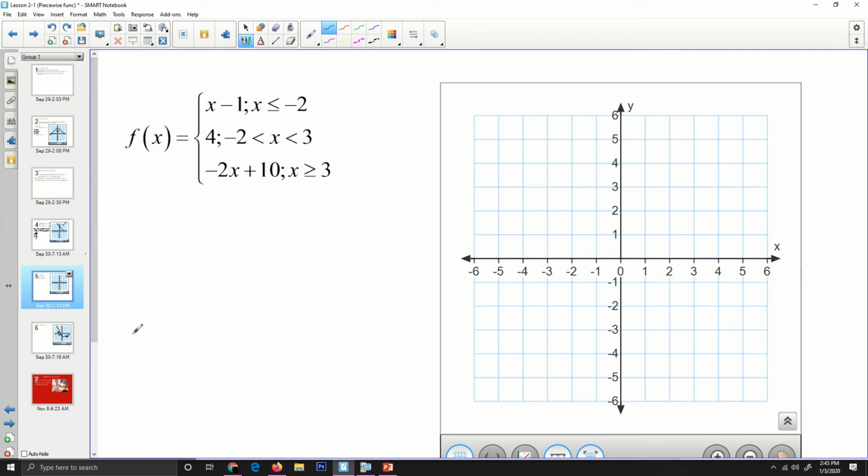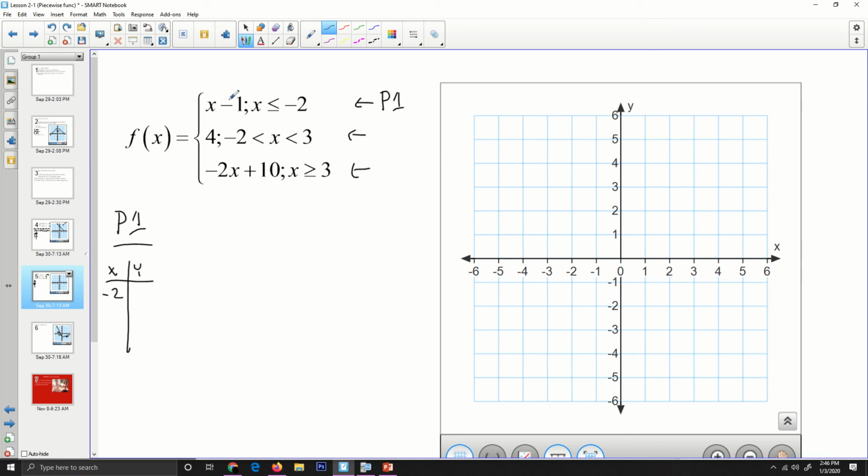Here's one that's a little bit more detailed, and this one has 3 pieces, and I'm not going to go through all of the steps and write out everything that I did in the last one. But this one says that for values of x that are less than or equal to -2, I'm going to use the function y is equal to x minus 1. So for my piece 1, I'm still going to make a table of values here. So I'm going to go x, y, and I do need to pick this -2.